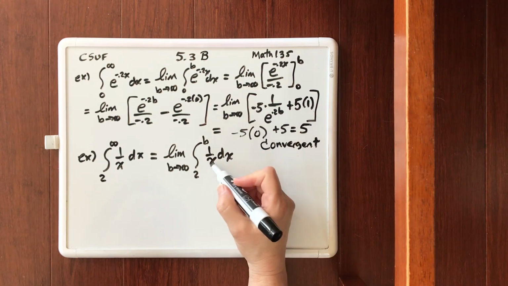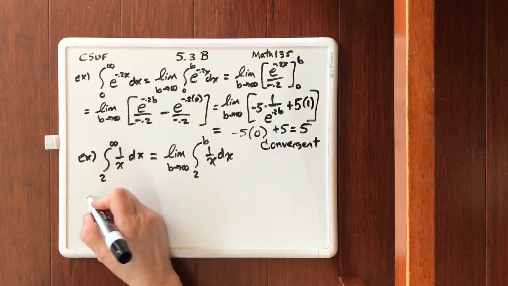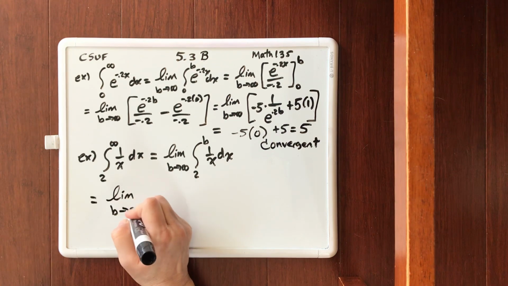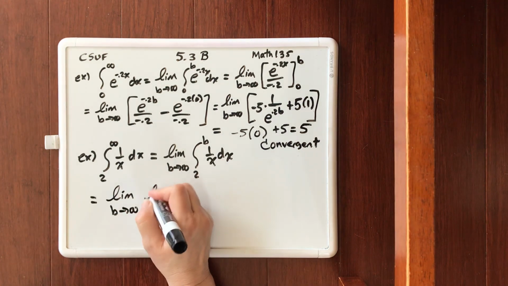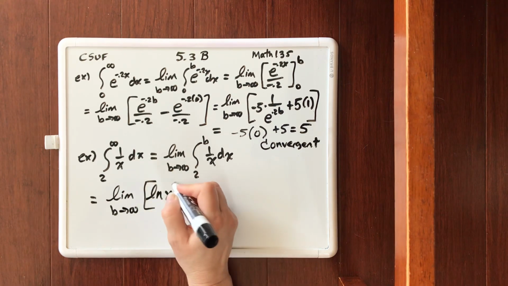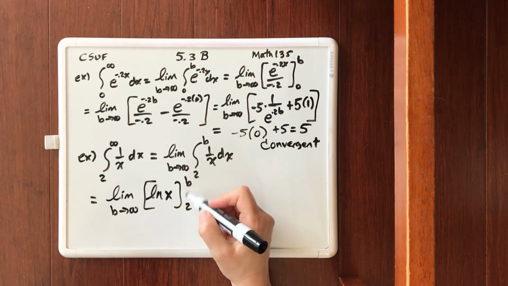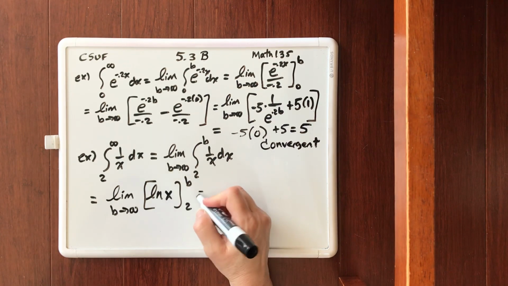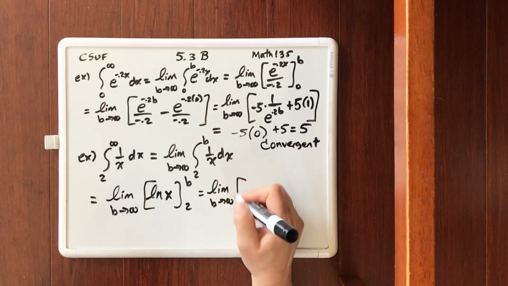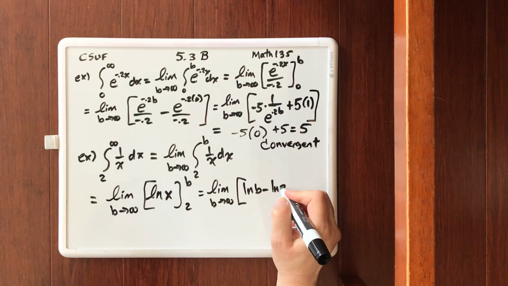Okay, now it's time to integrate. We know 1 over x dx becomes ln of x. So we're going to say this equals the limit as b approaches infinity of ln of x, and that goes from 2 to b. All right, now we're going to evaluate, put in b, so that equals limit as b approaches infinity of ln b minus ln 2.